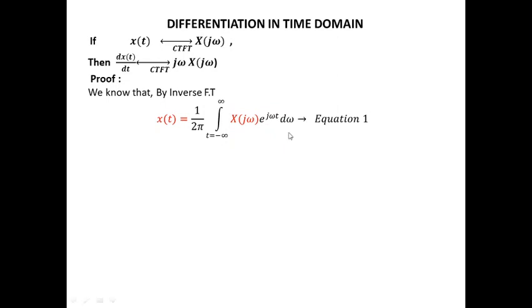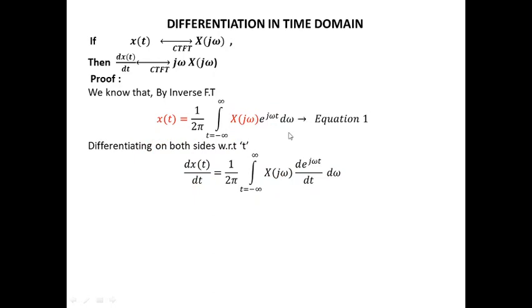Now to prove this property, differentiate on both sides of this equation with respect to t. So I will be getting dx(t)/dt equal to 1/2π times the integral of X(jω) d/dt e^(jωt) dω. Here, which factor is dependent on t? Only e^(jωt) is dependent on t. So when you differentiate with respect to t, you will be getting e^(jωt) multiplied by jω.